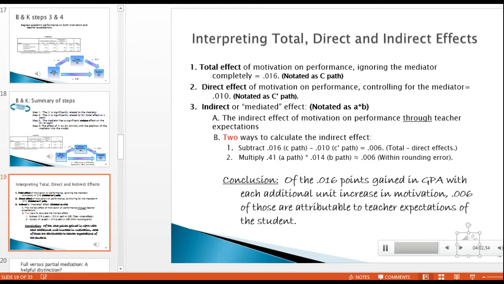Keep in mind these terms: total effect, direct effect, and indirect effect, and know what they are conceptually.